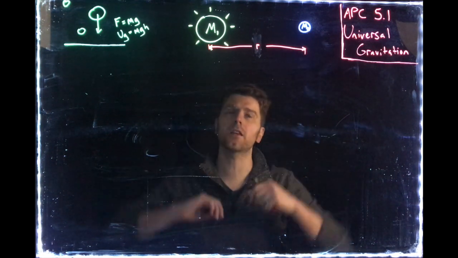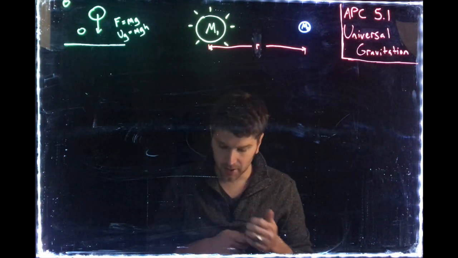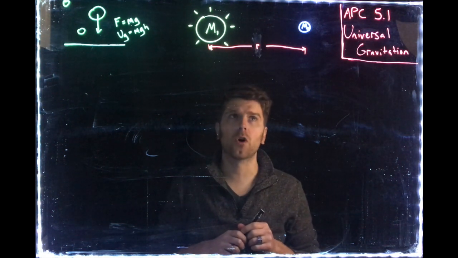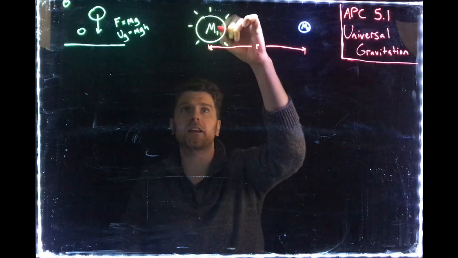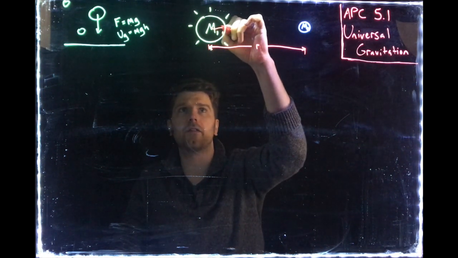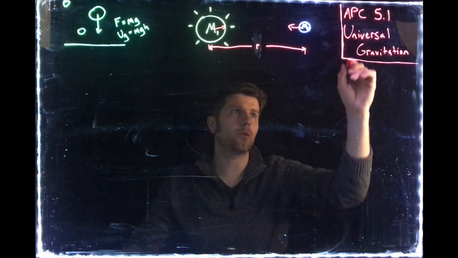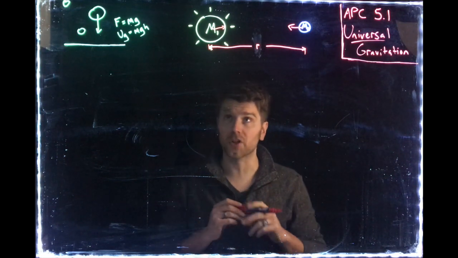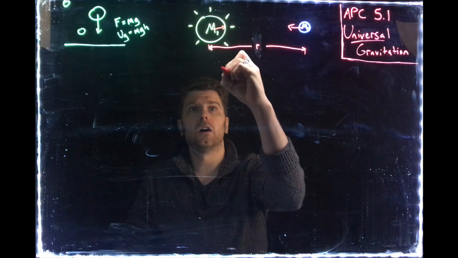So let's consider two objects separated by a considerable distance in space. We'll call them M1 and M2. It turns out that they do attract each other, that they experience a gravitational force toward each other. And this is again what we mean by universal gravitation. Every object in the universe attracts every other object in the universe. And they do so with a very particular force that looks like this.